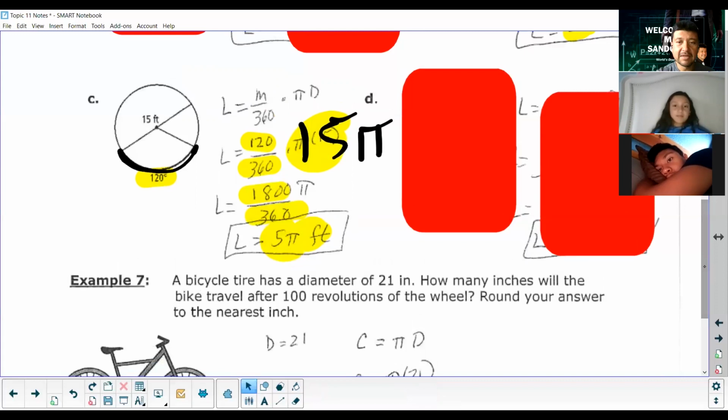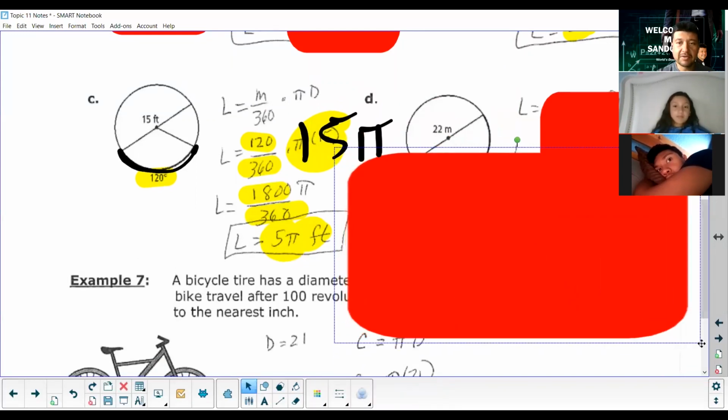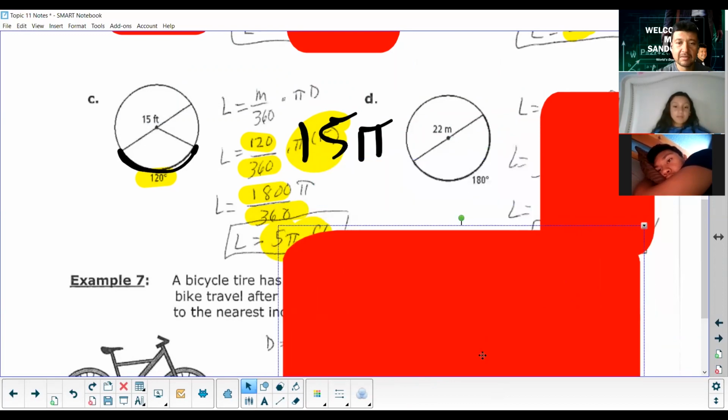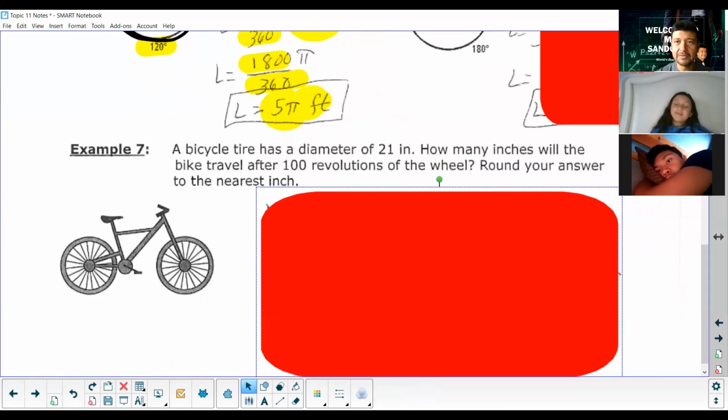Now let me create one real quick and put it down there before we see the solution, so we can think about this question. All right, very last question. A bicycle has a diameter of 21 inches. How many inches will the bike travel after 100 revolutions of the wheel? Round your answer to the inch.